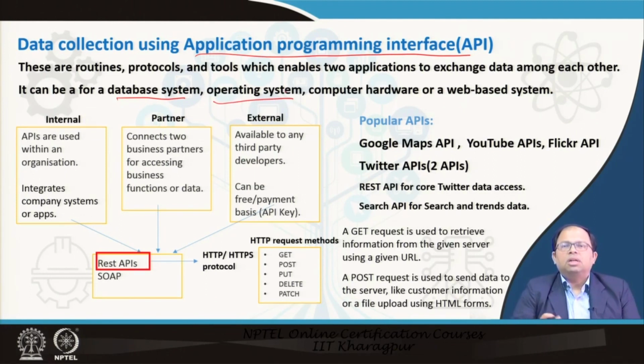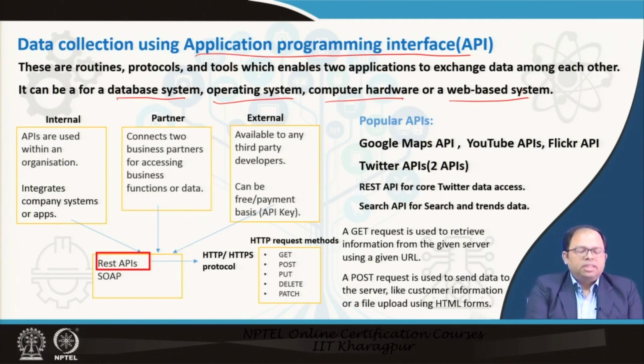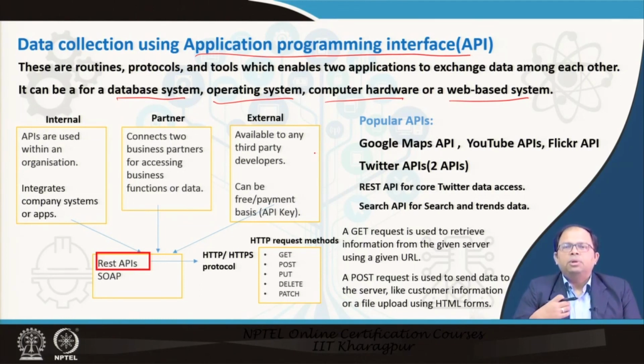Operating system, Windows has certain APIs, using which developers can develop their programs and communicate with the Windows operating system. Similarly, computer hardware can have an API, and a web-based system like a mobile app can also have an API. So this application programming interface helps in integrating company systems or apps. That means different departments within the company talk with each other. It connects two business partners, two different businesses can connect with each other, or it could be available to a third-party developer. For example, Google is the main company, and an individual is the third party.